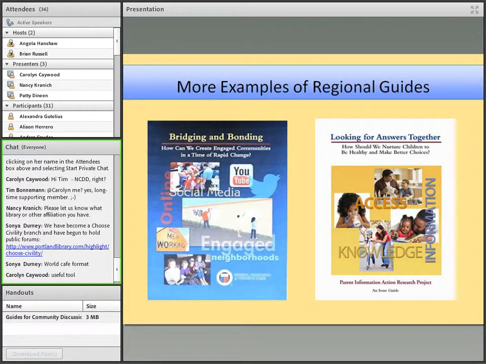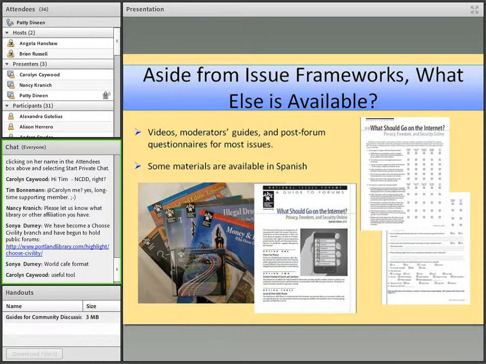Aside from the issue books or guides or advisories themselves, there are often companion materials available. In particular, there are videos in the form of DVDs. Each book usually has a moderator's guide that's produced to go along with it that gives some tips and hints for moderators, questions specific to that issue that the moderator might use during the forum, and then an optional post-forum questionnaire, intended to be filled out anonymously, and that's on the right there. You see those 2 pages.